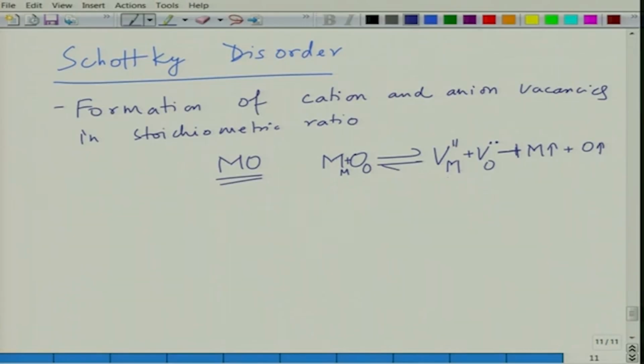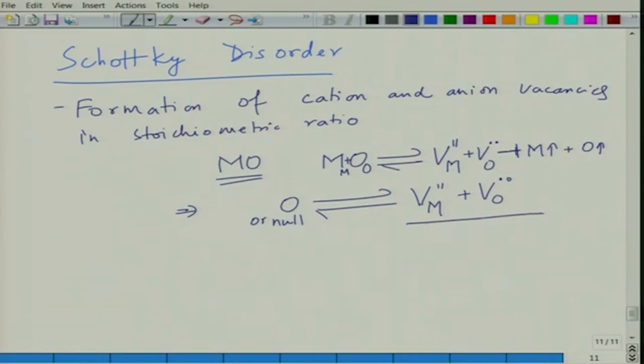So, alternatively you can write this reaction as follows. You have seen that this has not changed the stoichiometry. For each molecule of MO, one molecule has gone out, it has created one vacancy. So, you can write this reaction as 0 or null is equal to V_M plus V_O. Okay. So, this generally happens.